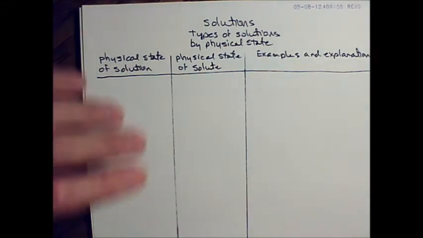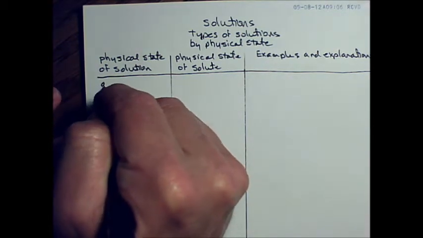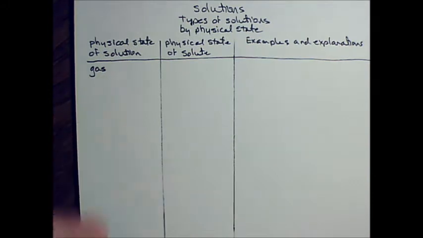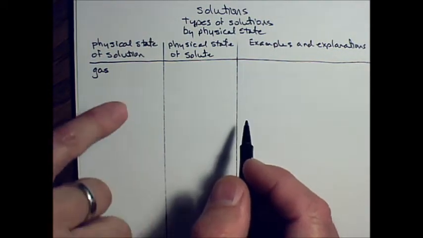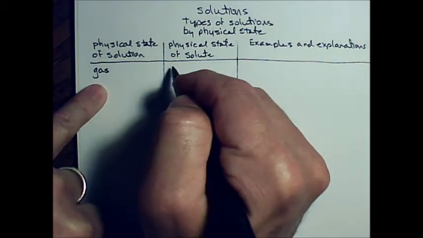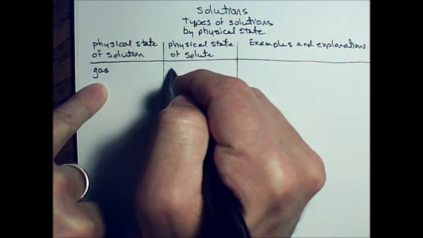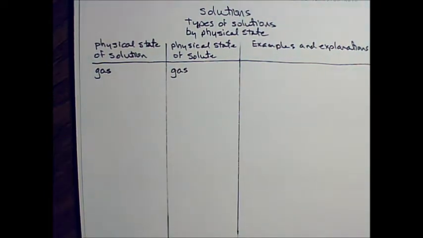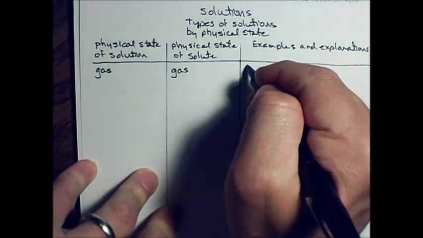Okay, so let's start with solutions whose physical state is gas. I want to talk about some examples and explanations of gas solutions where gas is being dissolved in gas. So the physical state of the solute, the thing being dissolved, is also a gas in these examples. Okay? So one example is air.